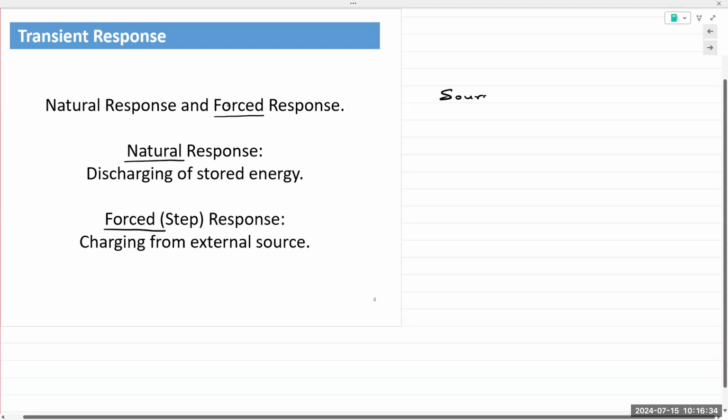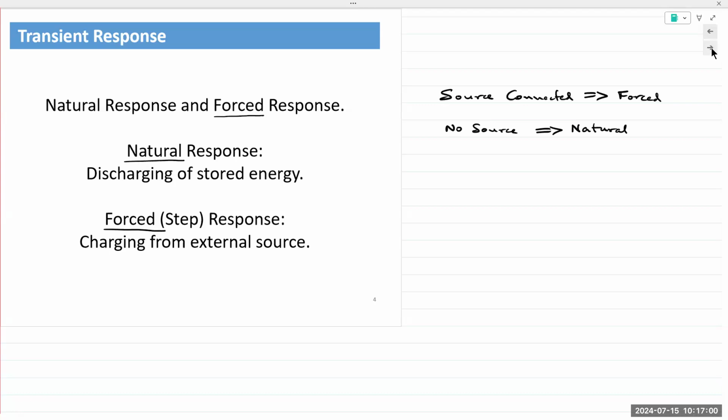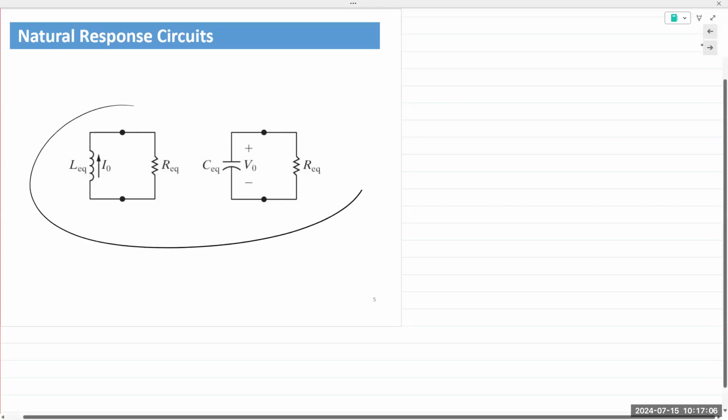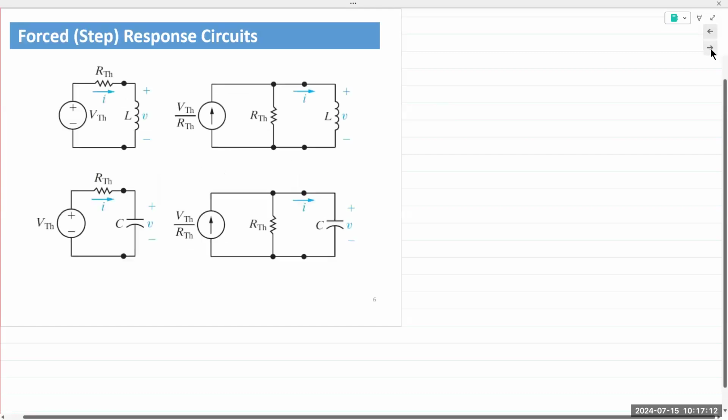So, source connected, we call it a forced or a step response, and no source connected is a natural response. Okay, natural response. Now, depending on whether it's natural or forced, we have 4 different kinds of circuits. We have RL and RC for discharge, and we have RL and RC again for charging.